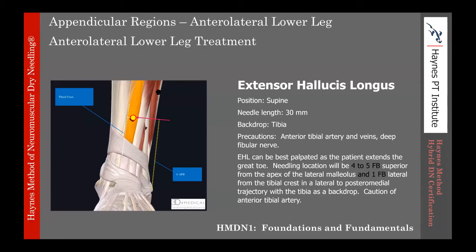So we'll move further distally down for extensor hallucis longus. Here will be 4 to 5 finger breadths superior from the apex of the lateral malleolus and 1 finger breadth lateral from the tibial crest. We'll have a lateral to posteromedial trajectory with the tibia as a backdrop.